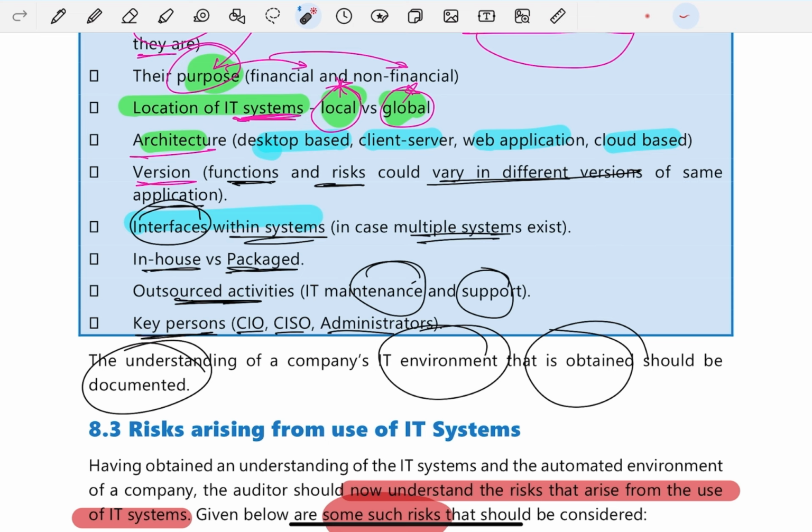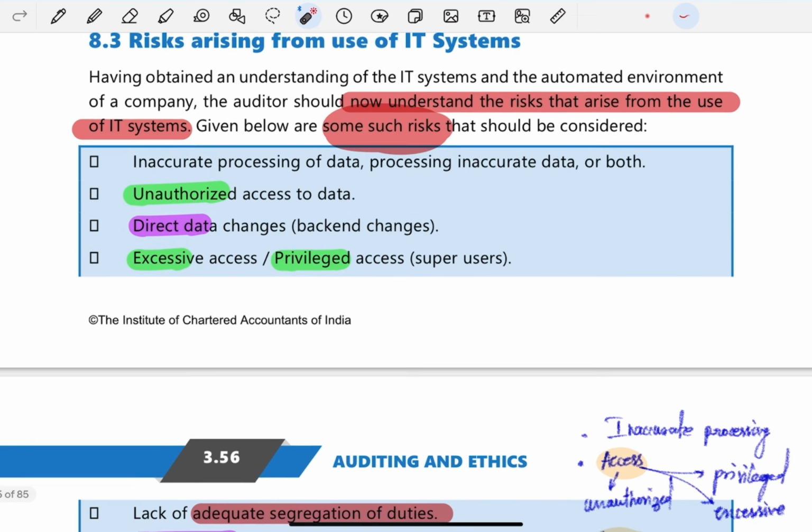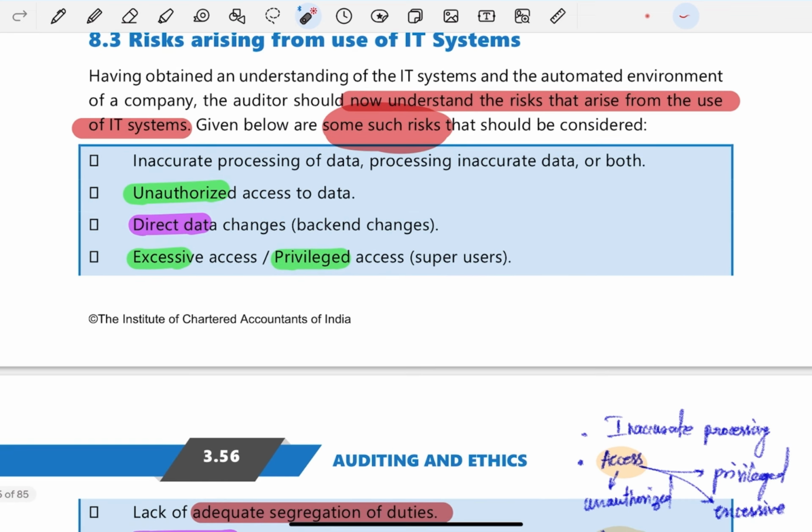So whatever the auditor has understood about the IT environment, the auditor needs to document it. Next, what are the risks arising from use of IT systems? Once the auditor obtains an understanding of the IT system and the automated environment, now we will understand what risk. You have understood the IT environment. You should also understand what risks are there in the IT environment.